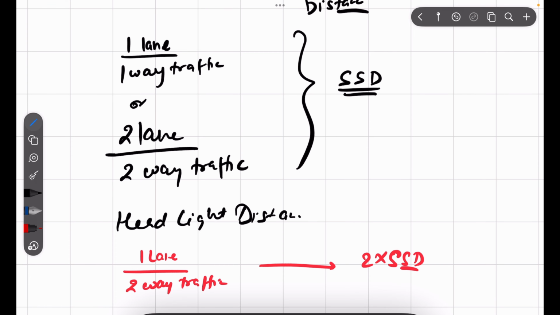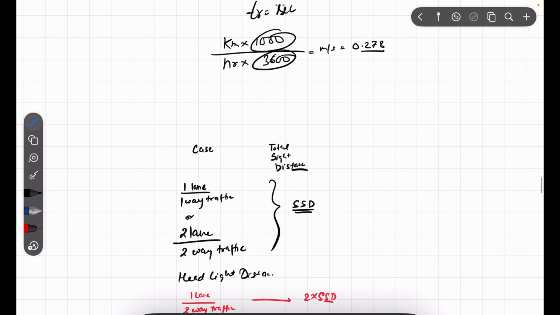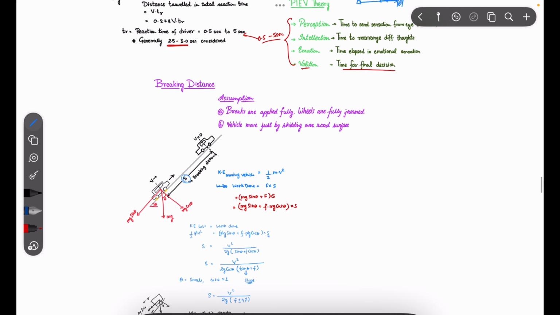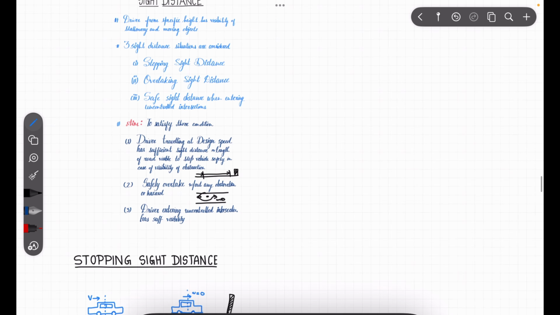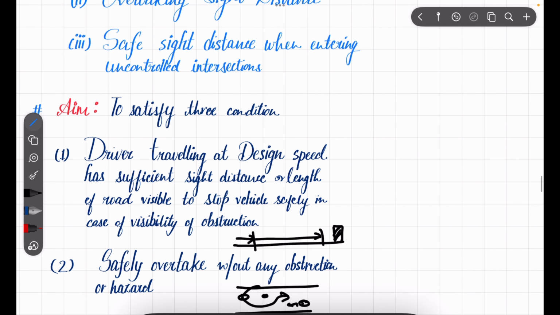All right. So this is the theoretical discussion over the stopping sight distance. I hope the lecture is clear to you all. If you have any doubt in this, you can always ask. And in the next lecture, we will be discussing a numerical on the topic stopping sight distance.